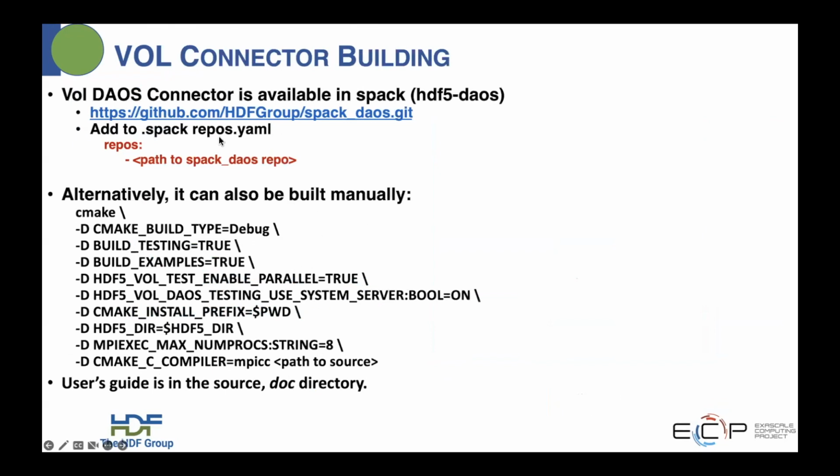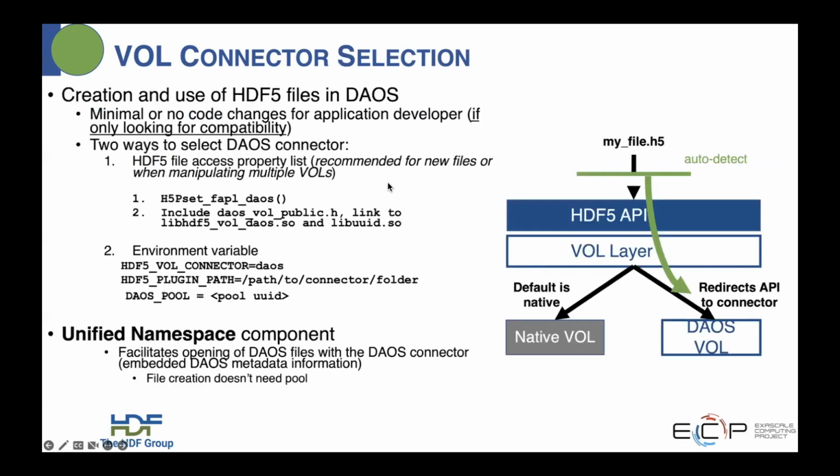So if you want to build the DAOS VOL connector, it is available in Spack. We're in the process of updating it. I think it's been updated for 1.14 and works. I don't know if it works in Spack yet. We're still working on that, so it should be working in the next few months if it's not already. You can build it with CMake, which is not as convenient as doing it with Spack. And these are some of the commands that you can use to build it. There is also a user guide in the source in the doc directory that contains some of the information, and it's more up to date.